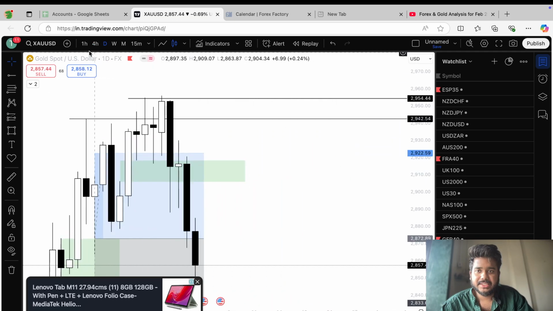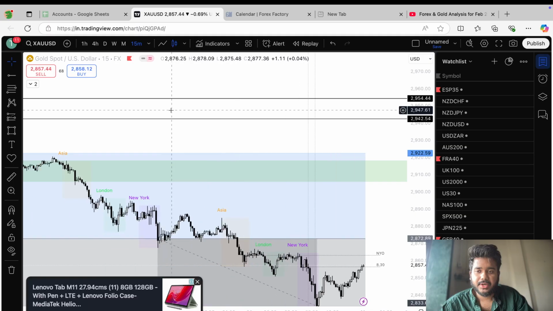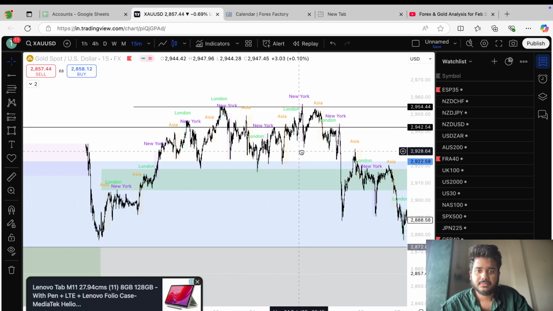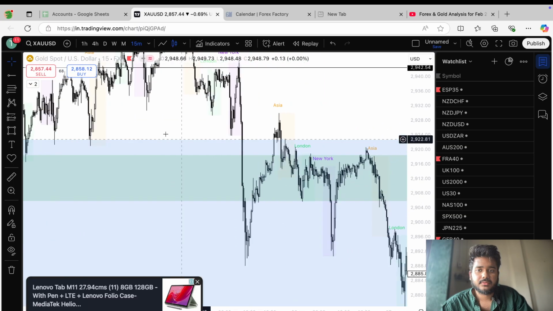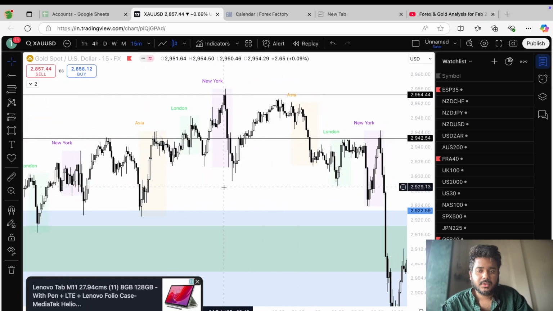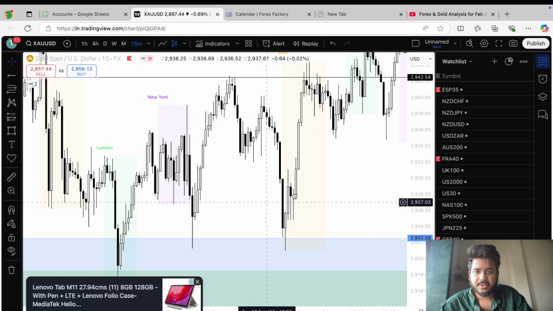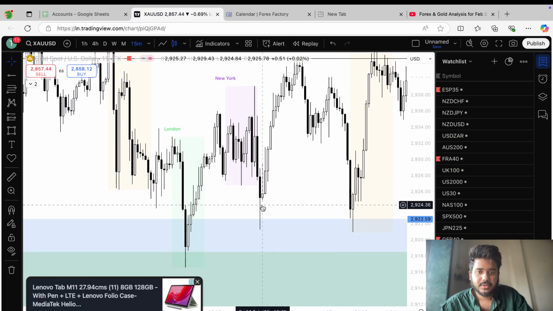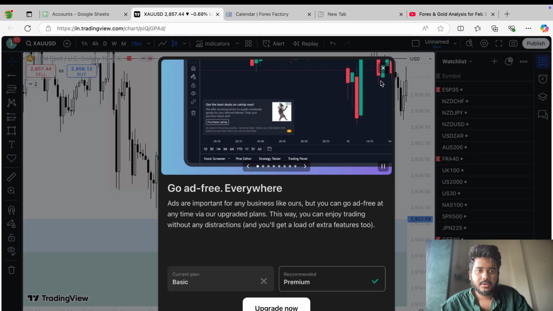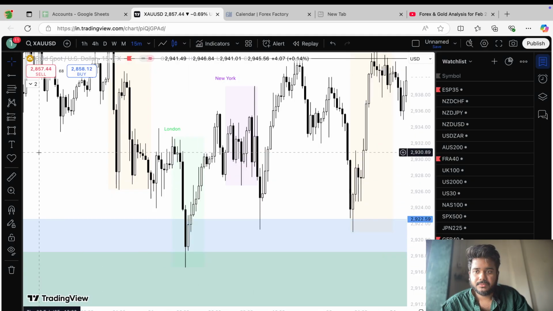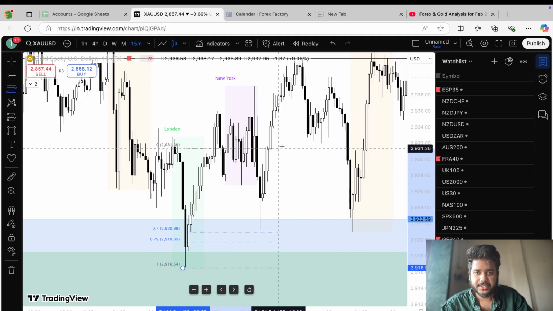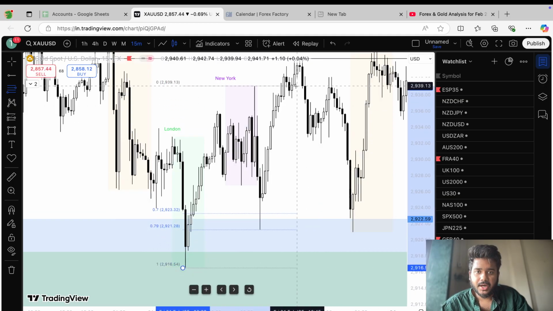You could have easily entered over here. You can have a look at the tap into the fair value gap. It's perfect. If you look at this, the London close has a deep retracement. The London low is protected. 70% of the time, the London low is protected, right? So we're going to move on to the high.